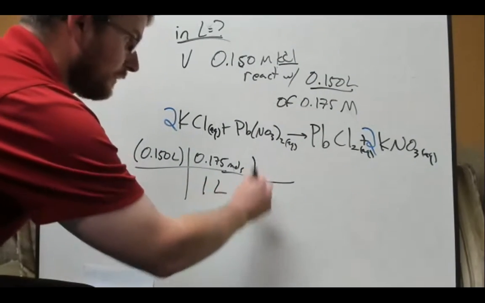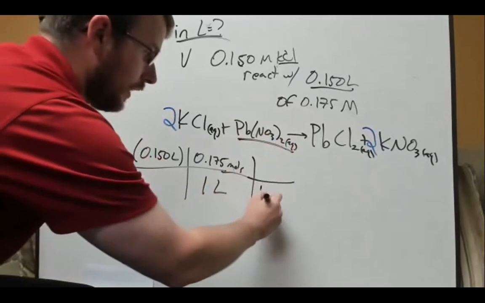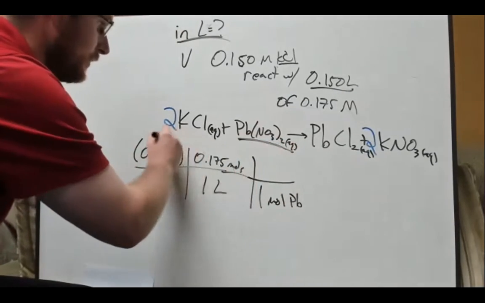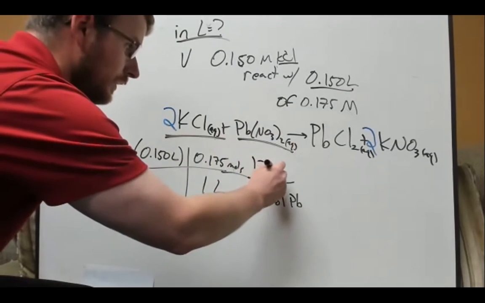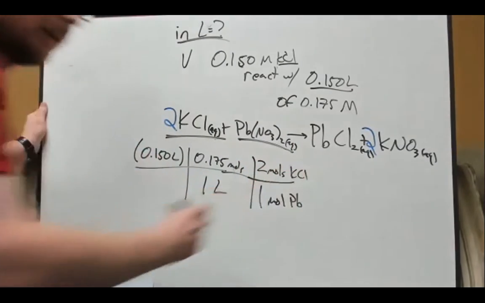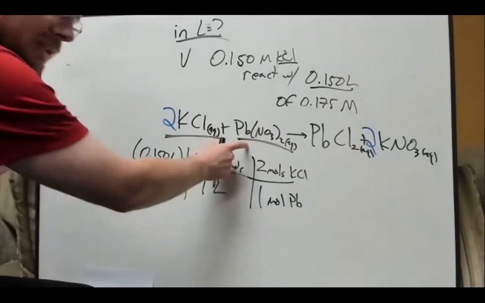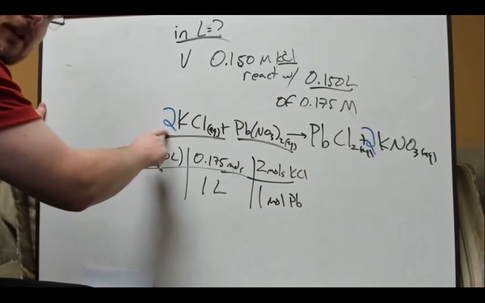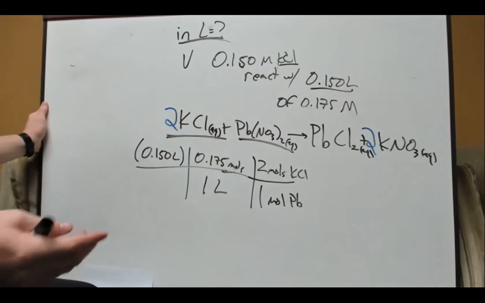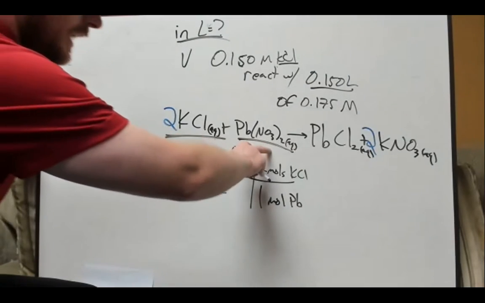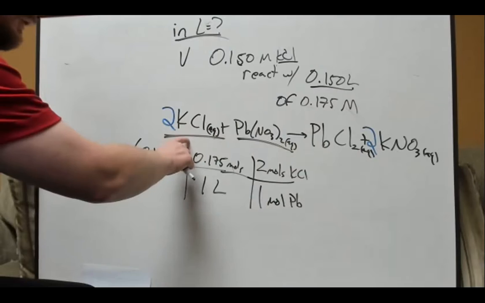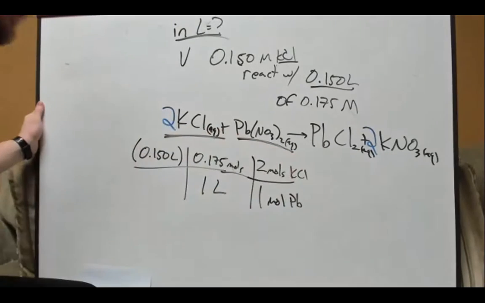And so we know from the equation that 1 mole, I'm just going to put Pb for this, is going to react with 2 moles of KCl. Just by looking at the equation, 1 mole of this will react with 2 moles of this, just like we did with our limiting reagents. 1 mole of lead nitrate will lead to 2 moles of potassium nitrate, or 2 moles of potassium chloride will lead to 1 mole of lead chloride.